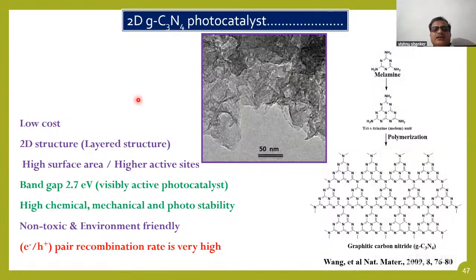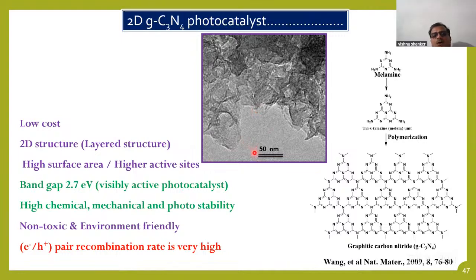Right. So one material is graphitic C3N4. It is a very good material. It is a 2D material. It is a visible active material. And one advantage is that it is highly chemically non-reactive, and it is highly mechanically and photo stable, right?